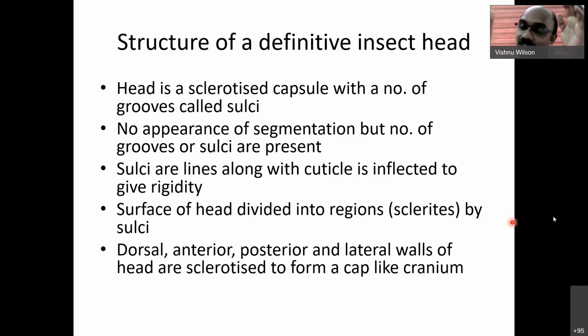In insects, that invagination is present on the head all throughout its life, not only in the older stage. That is because the invaginations provide rigidity or strength to the sclerotized cuticle of the head. Last class I told you about the sheet and all, the corrugated sheets. So the invagination or sulci or grooves on the head provide strength or rigidity to the insect cuticle.